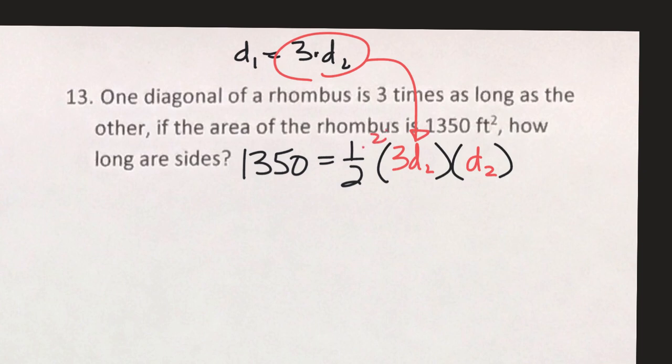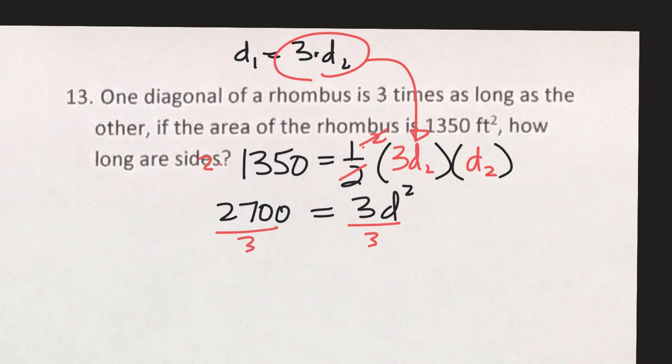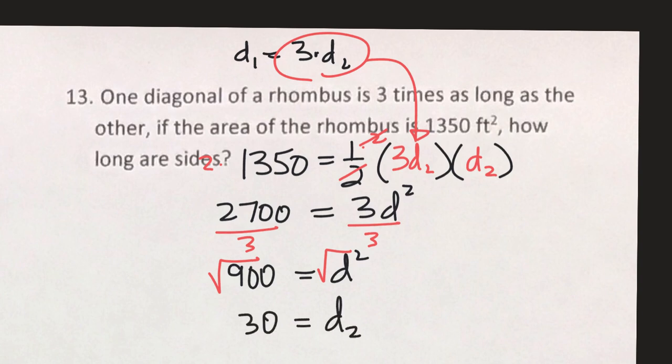So back to our algebra, multiply both sides by 2. 2700 equals 3 diagonal squared. Diagonal 2 squared, it's the second or the shorter diagonal that we're talking about. Let's divide both sides by 3. 900 is the diagonal squared. And what's the square root of 900? Well, it's 30. Remember, this is D2, the second diagonal.